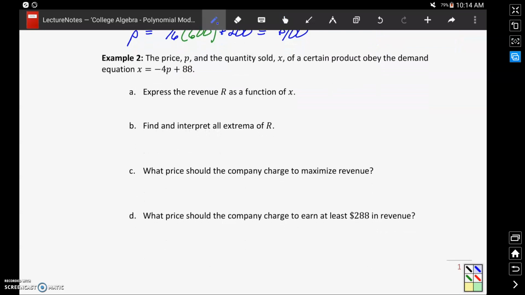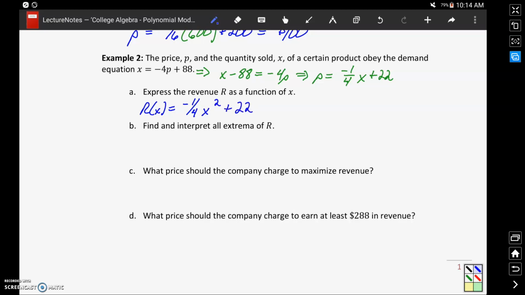Example 2 is very similar, but we need to start things off a little bit differently here. What we're given is still a price demand function, but in this case it's solved for x instead of p, meaning our first step is going to be to take this equation and solve it for p. We can do that by subtracting 88 from both sides and then dividing both sides by -4 to get p equals -1/4 x plus 22. From there, the problem follows pretty much identically. To get our revenue function, we'll take x times that given price demand function. So this will be -1/4 x squared plus 22x.